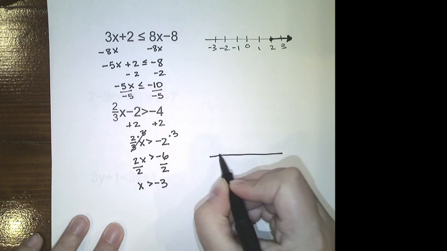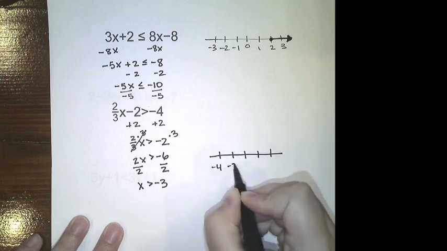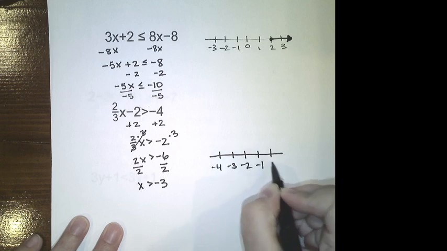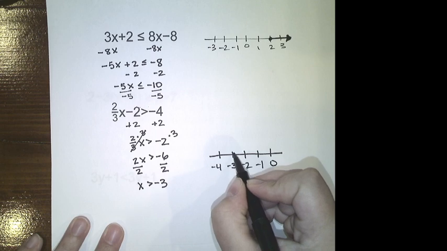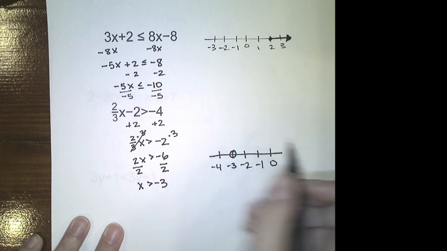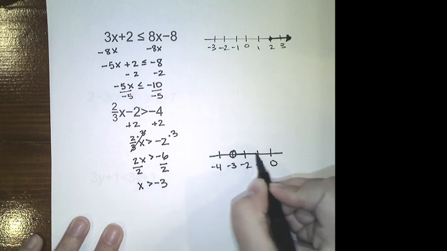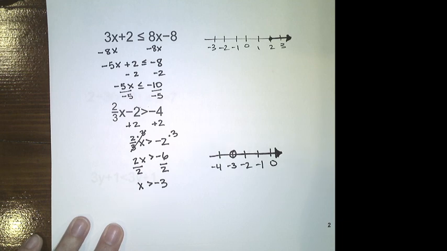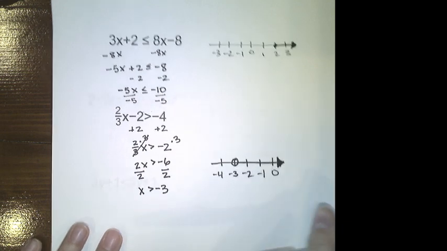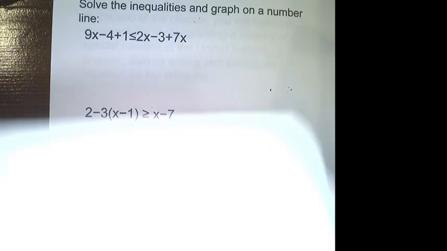We can graph that on our number line. We're going to do an open circle at negative 3 because there's no equal to sign, and our x is greater than, so there's the direction of our arrow. And there we go. So let's try a couple more.